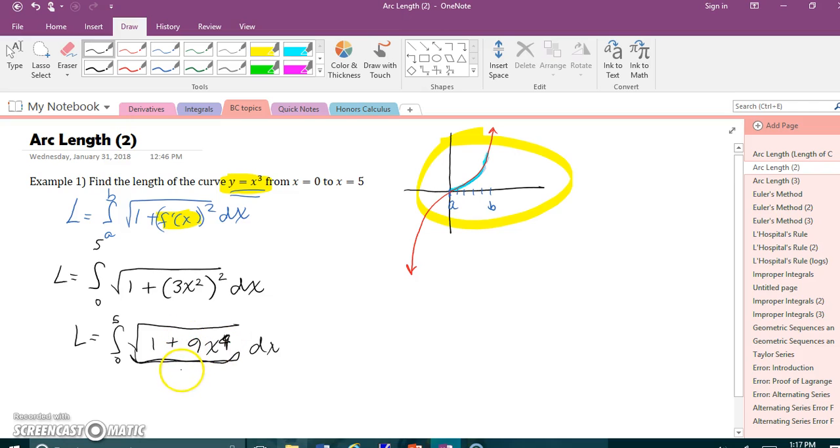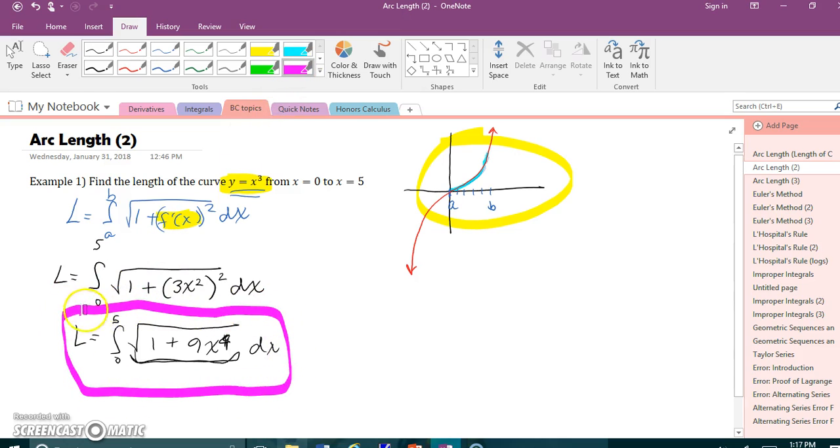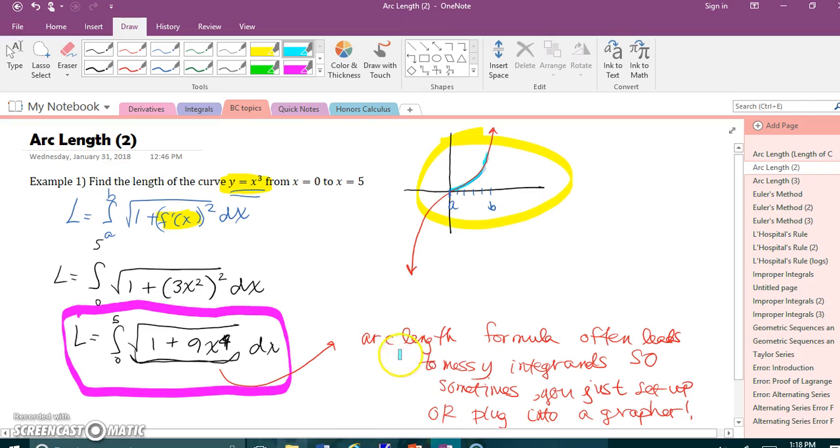So sometimes on the AP exam, all they're going to want you to do is the setup, just so that you can prove to them that you know what the formula is. That's mainly what they care about, and you'll just stop right there. And again, just make a note of this: the arc length formula often leads to a messy integrand. And again, this is your integrand, the thing after your integral.